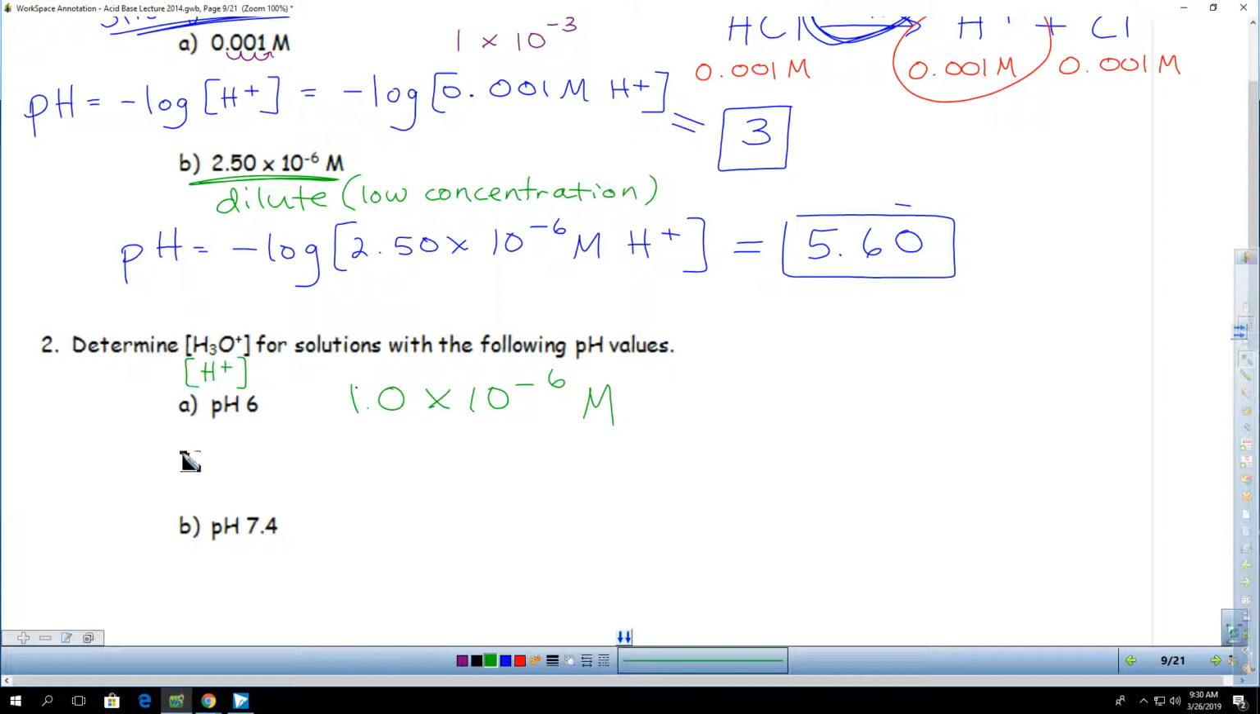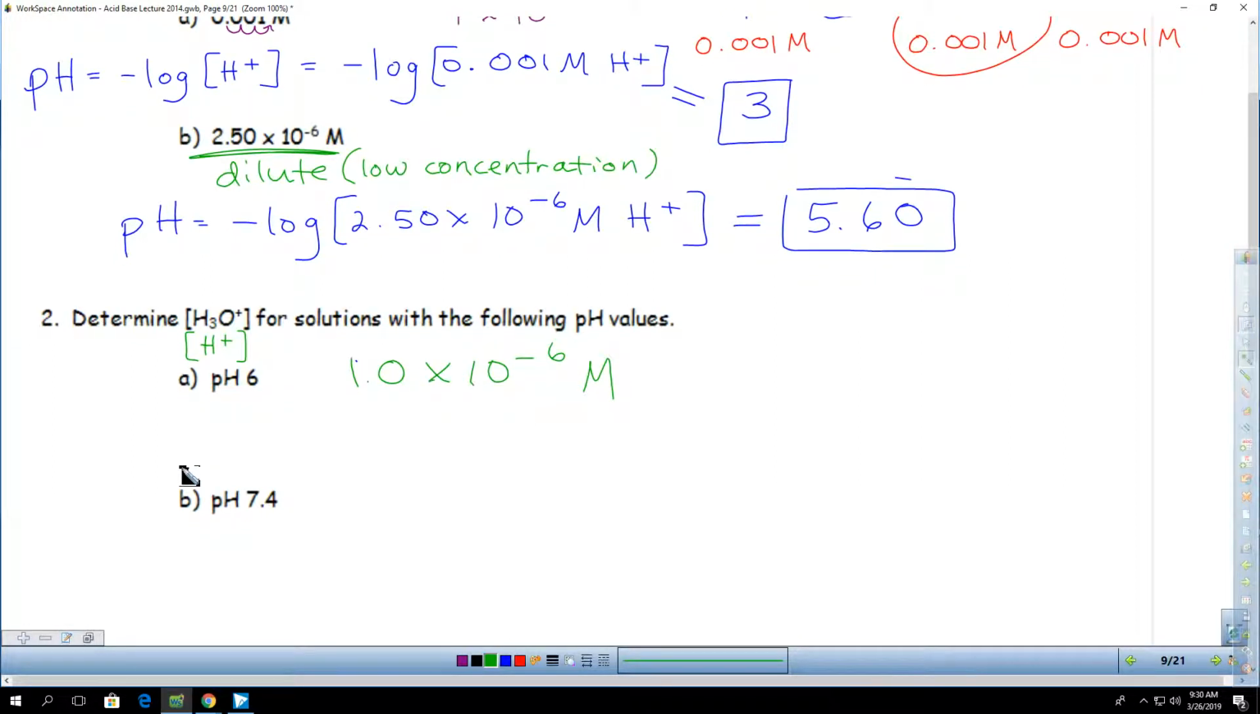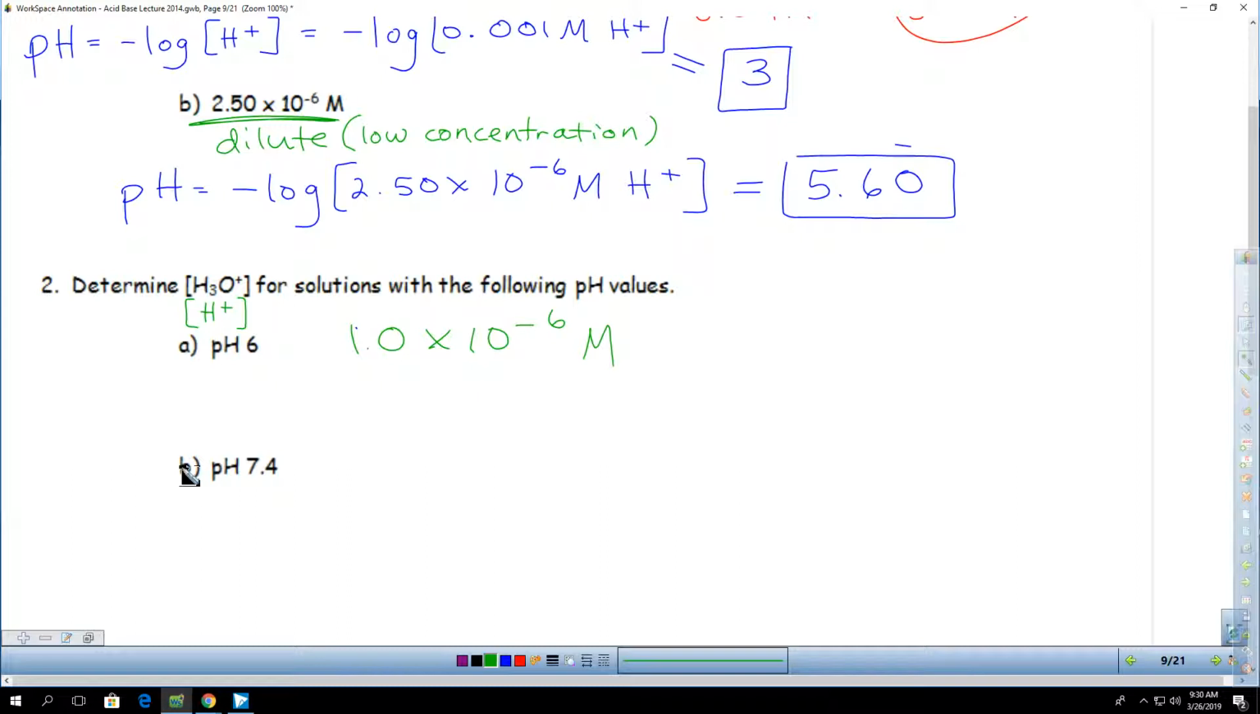Now, if I have something that's decimal or fractional in my pH, so it's a pH of 7.4, you start out the same way, and I think, okay, let's just put that up there as the negative exponent of 10. 1.0 times 10 to the negative 7.4 molar. And this would be some kind of an acid, maybe it's HCl or HNO3 or something like that.